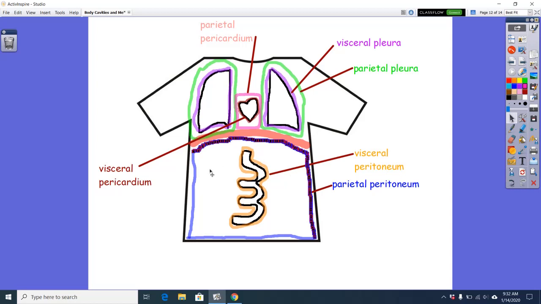Now, there's more organs down here in the abdominopelvic cavity, and the same idea would apply to all the other organs. The liver would be wrapped in visceral peritoneum, the pancreas, the spleen, all of the intestines. So everything, stomach, everything that's in this cavity follows the same rules.